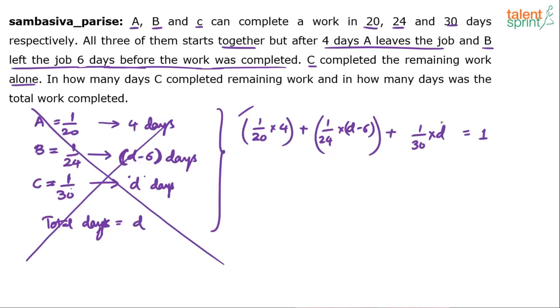1 by 30 is the capacity of C working for D days. Total work done is 1 unit. Solve for D, you will get the answer. Now let's say the LCM is... I'll not prefer cancelling 4 with 20 here. I'll take the LCM as 120 instead.